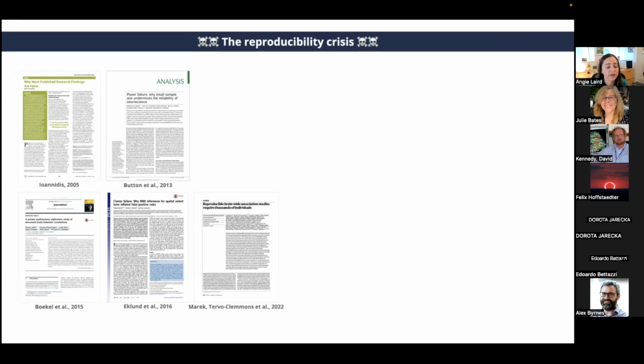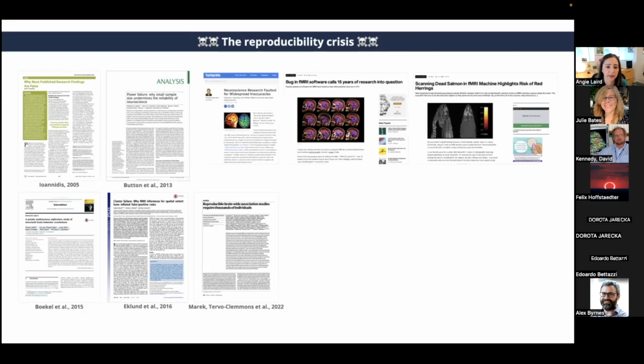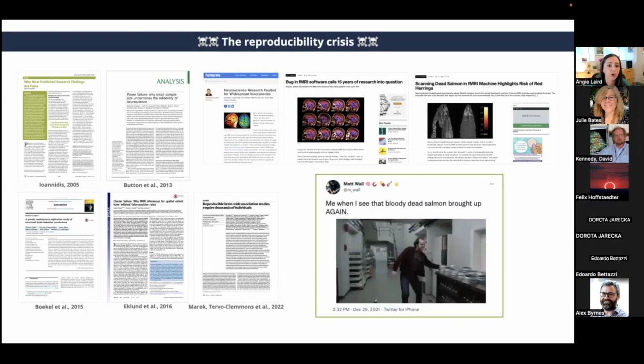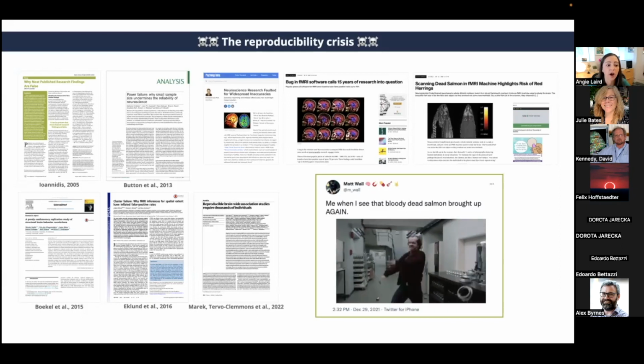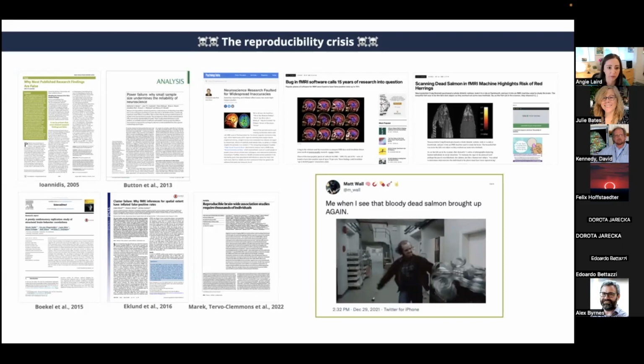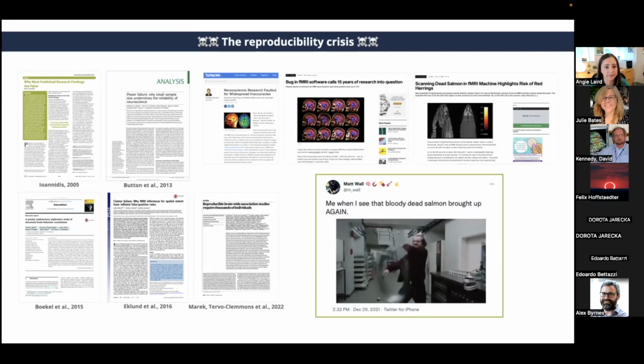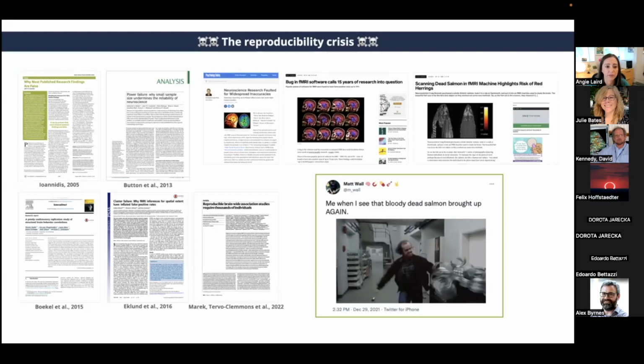A good bit of this discussion has also found its way into mainstream media outlets, which definitely complicates the ongoing discussion. But as one of my favorite all-time tweets perfectly captures, I don't want to talk about the dead salmon anymore. We know reproducibility is an issue. We know there are a number of different issues in the neuroimaging community. What I do want to do is focus on the future and how we can address this crisis moving forward.